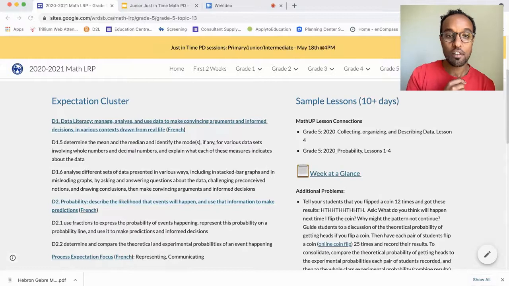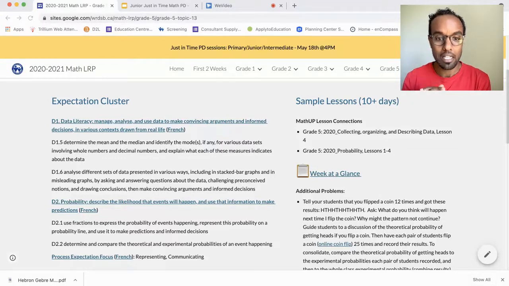So topic 13 is based on the overall expectations of D1, data literacy, and D2, probability from the data strand. Under D1, we are focusing on students understanding and using central measures of tendency, mean, median, and mode for grade 4, 5, and 6 to summarize data sets. And we're focusing on students making convincing arguments from data representations, various graphs that they are creating and analyzing.